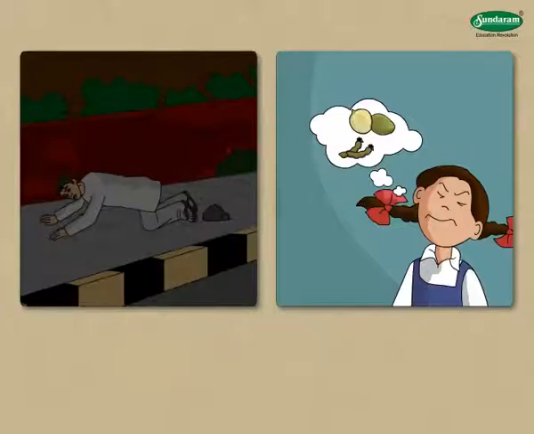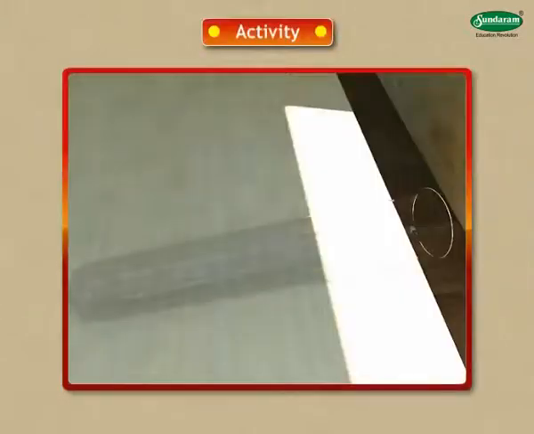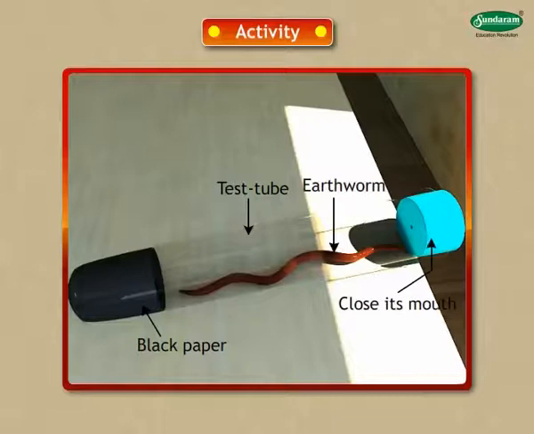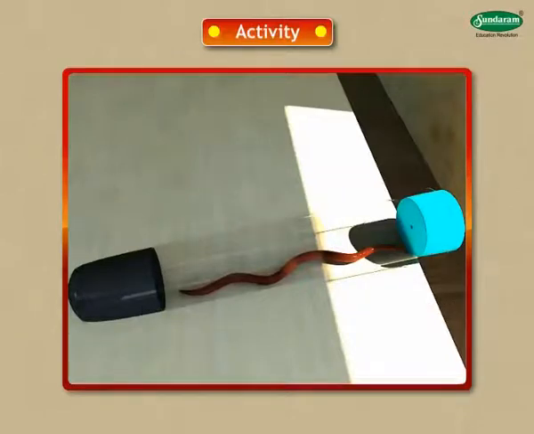Let us learn about this characteristic through activity. Take a glass test tube. Wrap its lower half in a black paper. Place the test tube horizontally. Place an earthworm in it and close its mouth. Keep the test tube just like this in the sun. Observe it every little while.